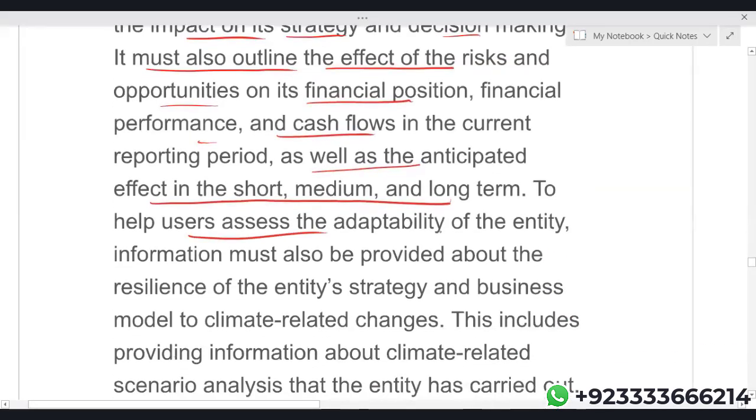To help users assess the adaptability of an entity, information must also be provided. Just as an example, try to understand. Assuming your company is Honda. We know that Honda is a world famous company. Now, Honda people have realized that everyone is going to EV cars, electric vehicles. Now try to understand. If I'm an investor of Honda, and let's say Honda resists and says that no, we don't want to go to EV cars.